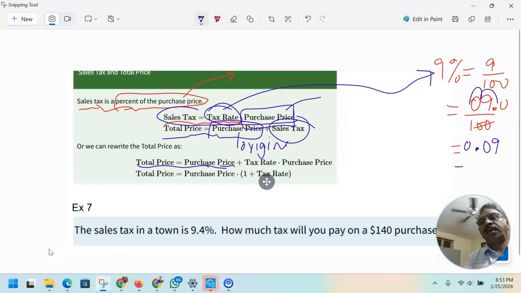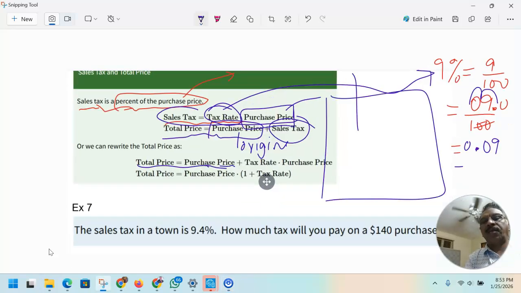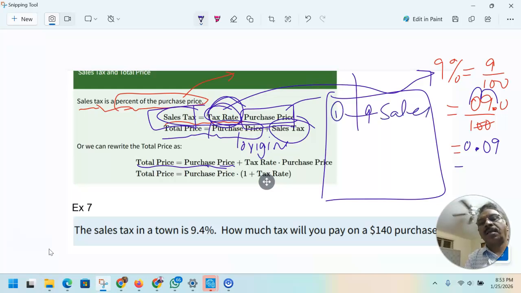So there are two steps here. The first step is you just work out the sales tax. And then the second step, the total price. The total price you can get by adding the purchase price, whatever you purchase, and you add the sales tax. So that's how it is.